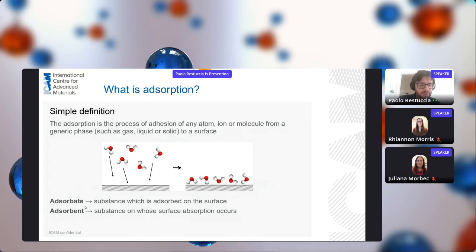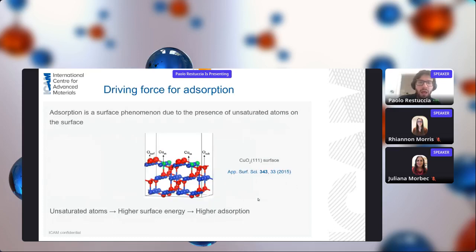So you have two different components in the adsorption process: the adsorbate, which is the substance which is adsorbed on the surface, in this case water, and the adsorbent, which is the substance on whose surface the adsorption occurs. In this case, this gray area here is a kind of generic substrate.